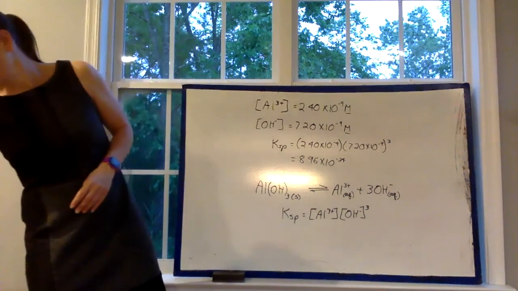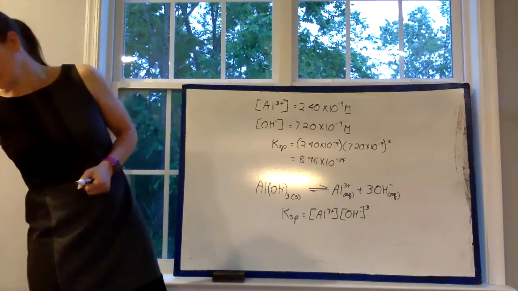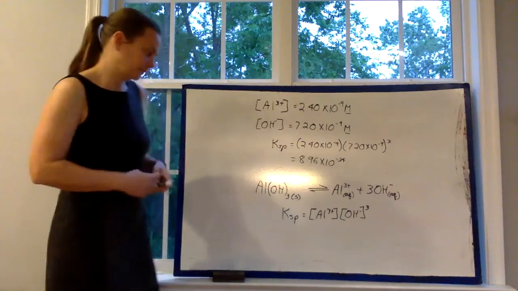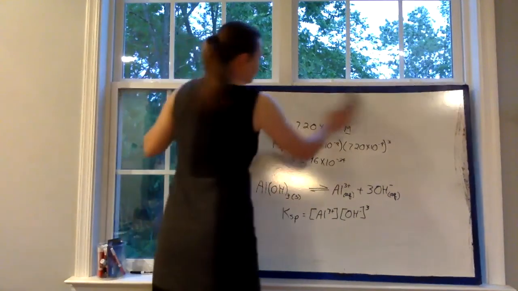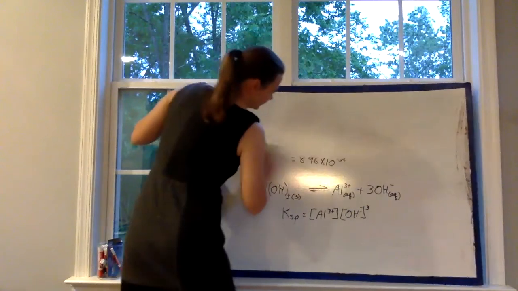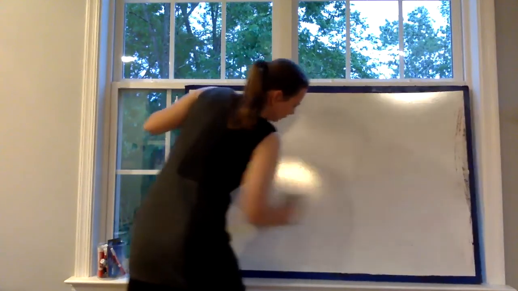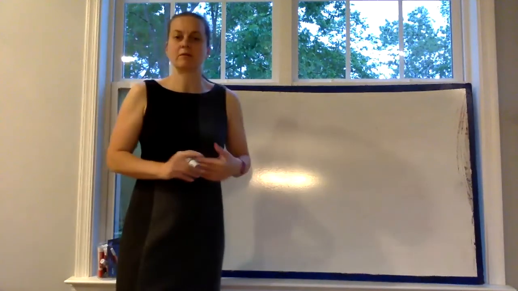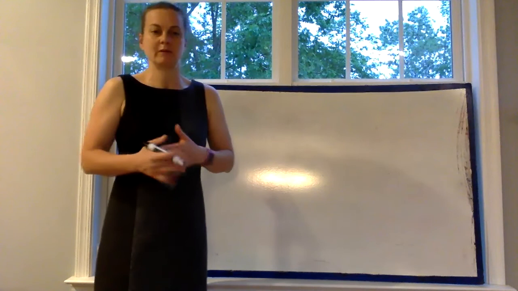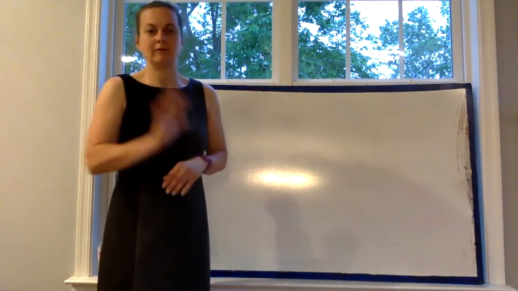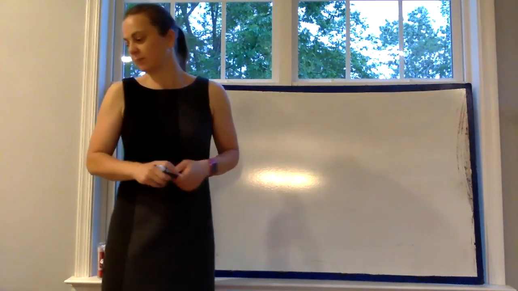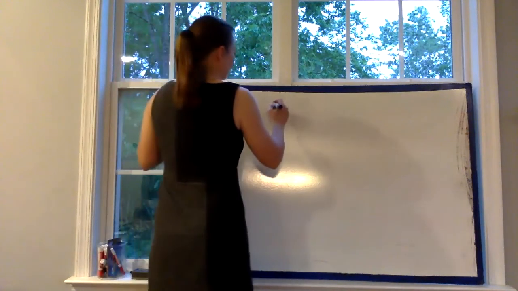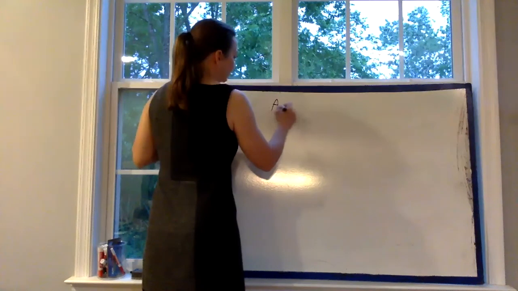Let's see if we can go the other way. If we're given solubility, can we calculate KSP? So let's look at a new equilibrium expression. And remember with these, no matter how the question is given to you, we're always talking about solubility. So we're always talking about an equilibrium expression that has the solid on the left and the ions as the products. So let's talk about silver dichromate, sorry.